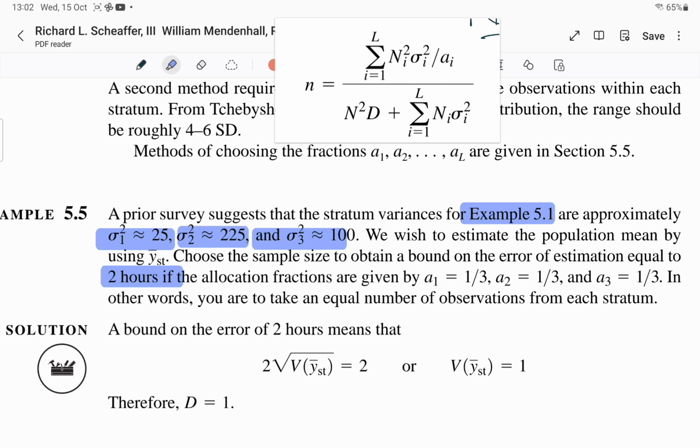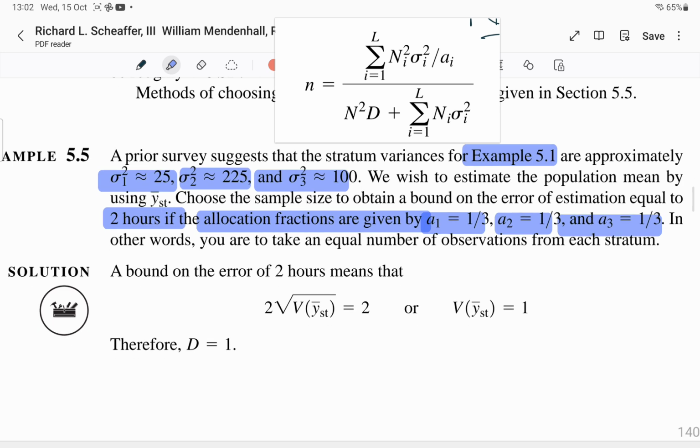So what is the meaning of it? When the bound on error is given, it means capital B is given to you. And if the allocation fractions are given, so A1, A2, A3 are given, it means that whatever n you are picking, your sample will have an equal amount of distribution from each of the strata. So all the data is here. The bound on error of 2 hours means that 2 into the variance of, so we already know the formula.